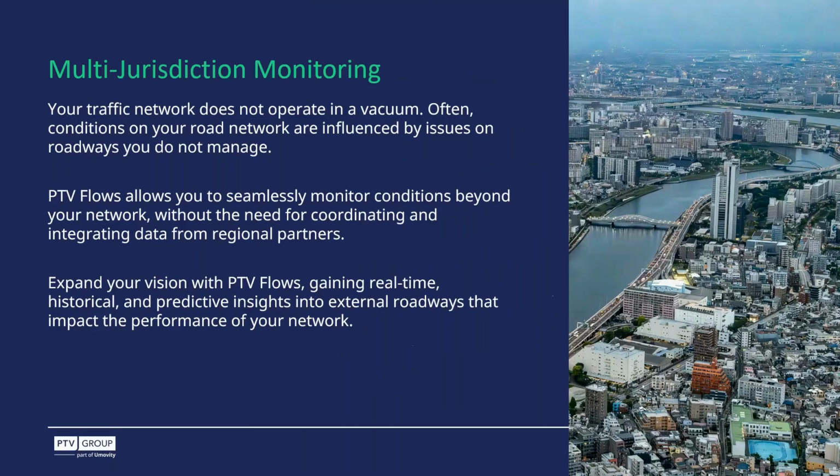Another great use case is multi-jurisdiction monitoring. Our traffic networks typically don't operate in a vacuum. It's pretty rare that one agency is responsible totally for a particular geographic area. So here in the United States, for example, you may have an interstate that's run by a state DOT going through a city. So oftentimes you may not have great information about other roadways that affect roadways that you manage.